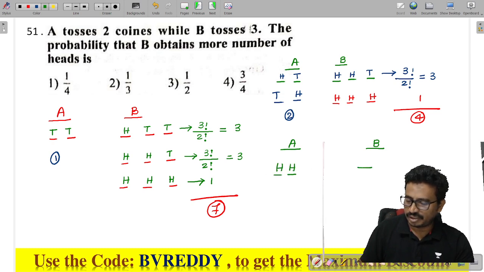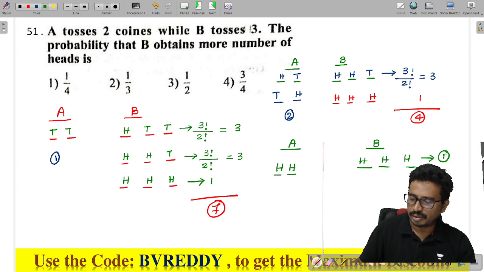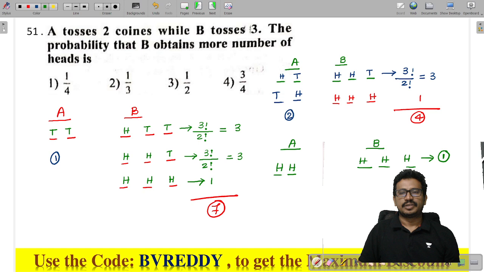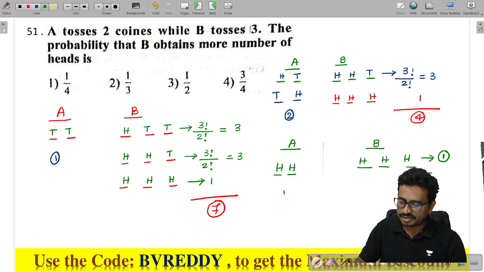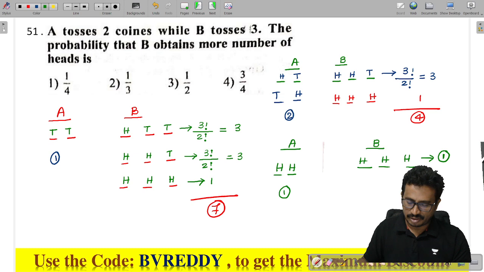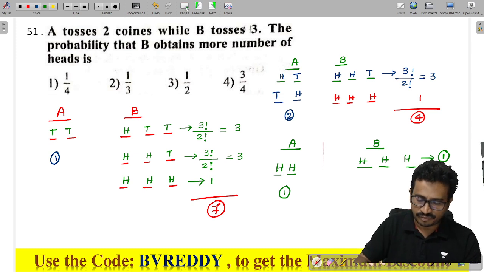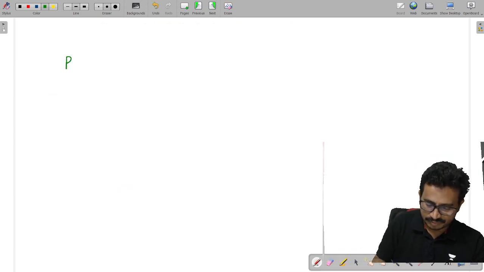If A got both heads, B must get all 3 heads. Then only the above statement will be satisfied. So how many ways can you see this? Only 1 way. And how many ways can you see this? Only 1 way, and this A also 1 way. Now from this, are you able to find the probability?